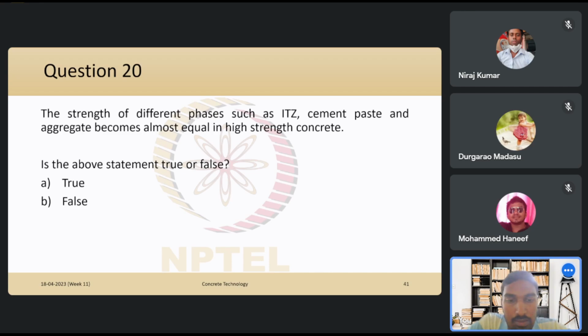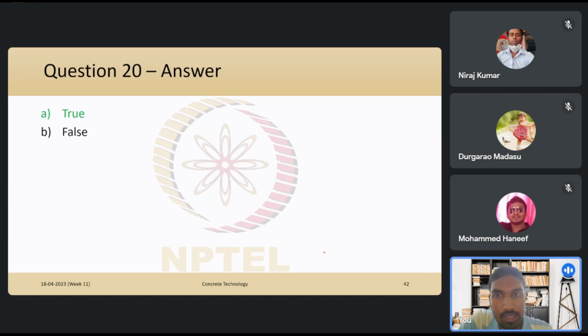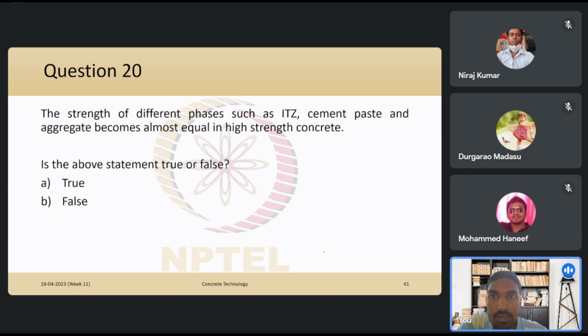Okay, so let's take a look at the answer. The right answer is option A. The given statement is true. So what is the statement saying? The strength of the different phases, such as ITZ, cement paste and aggregate, becomes almost equal in high strength concrete. I mentioned the different phases that we looked at in the previous weeks. The three phases are the interfacial transition zone, the cement paste and the aggregate. These are the three phases present in concrete.